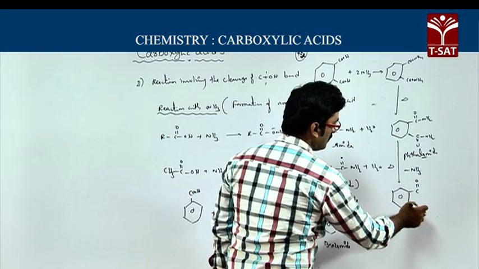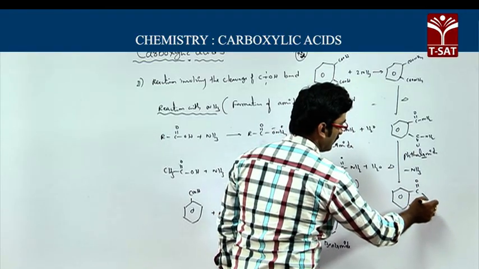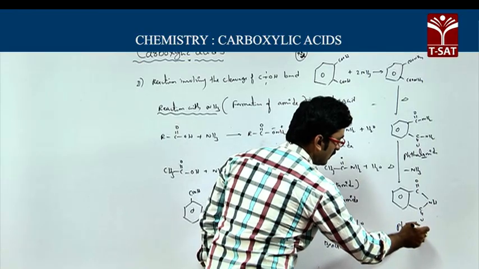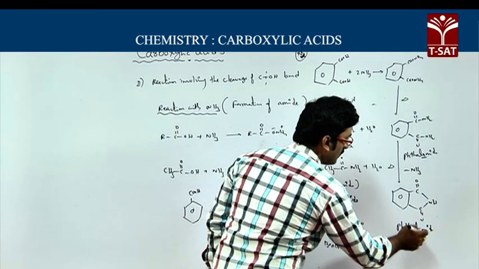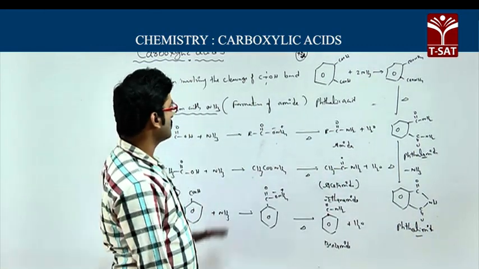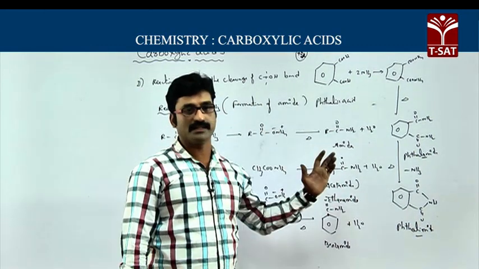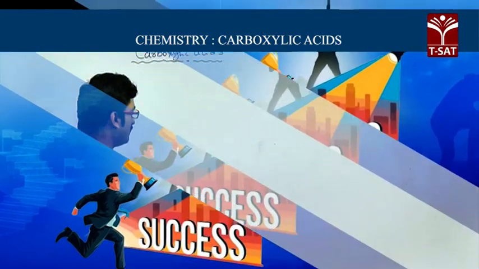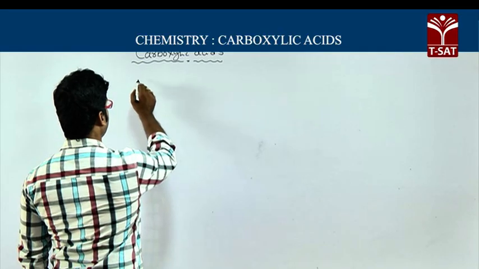C double bond O NH. This is called what? Phthalimide. This is very important. Here it is phthalamide, and this is phthalimide. Next, this is about the formation of amides from carboxylic acids. Now we will go for the third type of reactions.